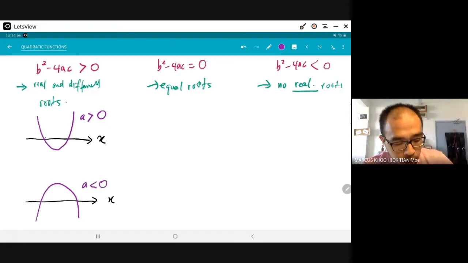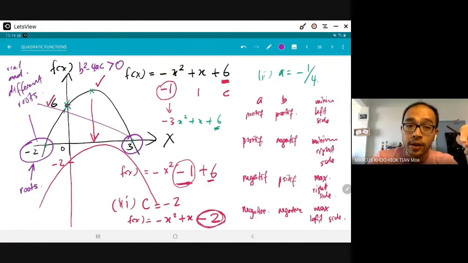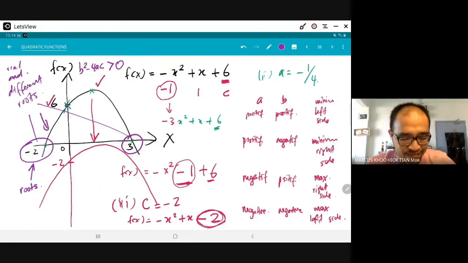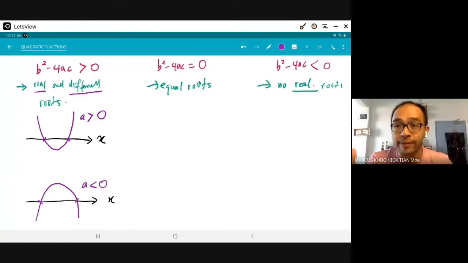This is how the graphs will look like. Dia akan memotong di dua tempat yang berlainan, because they are not just real roots, they are also different roots. Real maksudnya dia akan potong paksi X, macam ni. Tetapi pada dua tempat yang berlainan. That's why it's called real and different, because dia bukan memotong di tempat yang sama. Whether it is a minimum or a maximum graph.